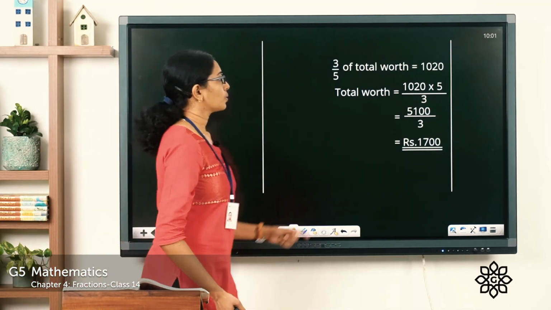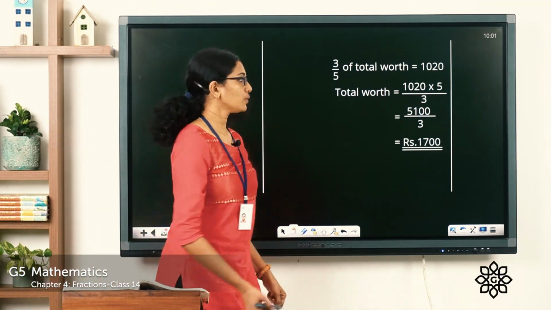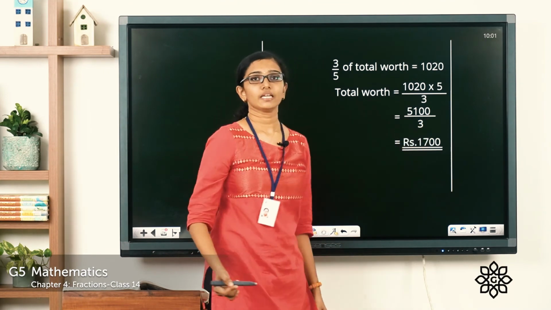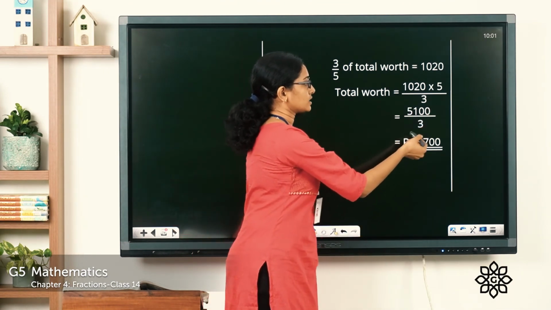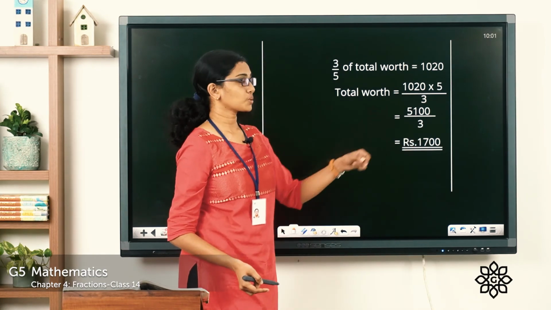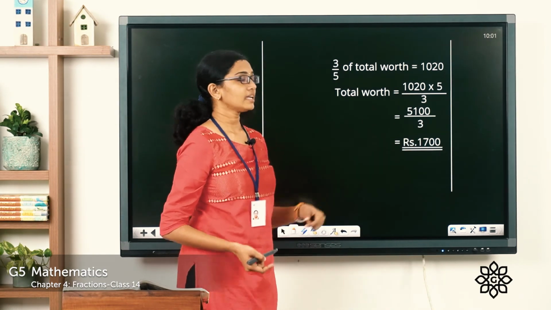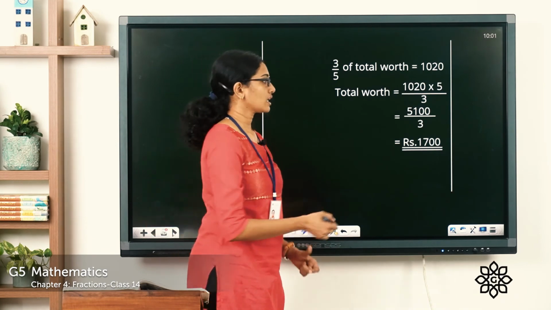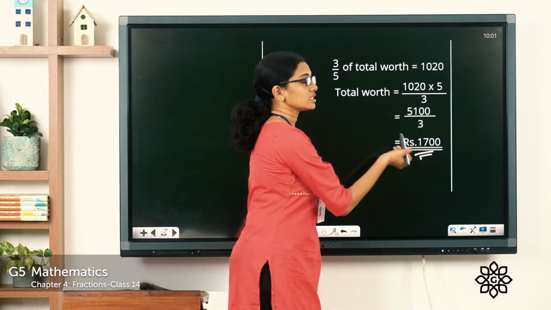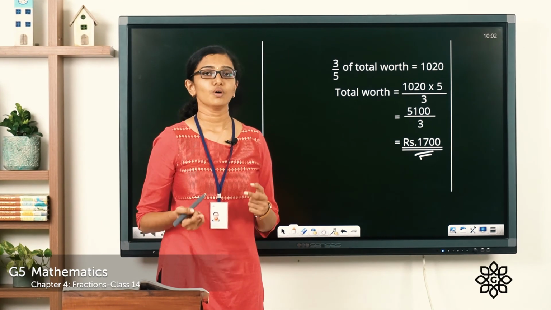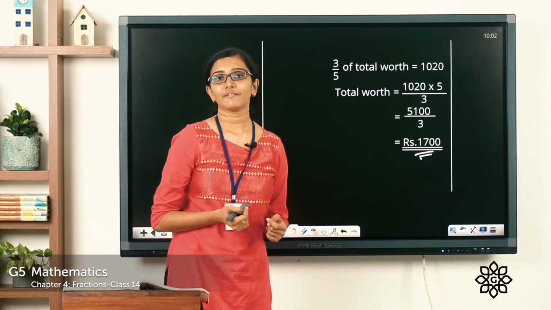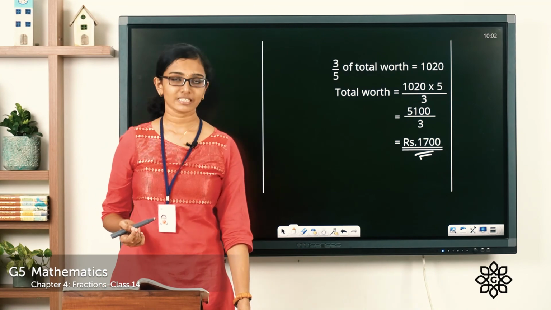Now, what is 1020 into 5? 1020 into 5 is equal to 5100 and that divided by 3. So we have 5100 divided by 3 and the total amount is rupees 1700. So the total worth of goods is equal to rupees 1700. I hope you are clear with this now.